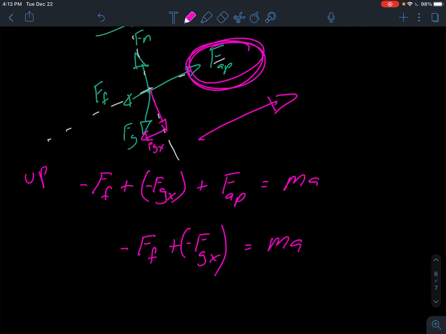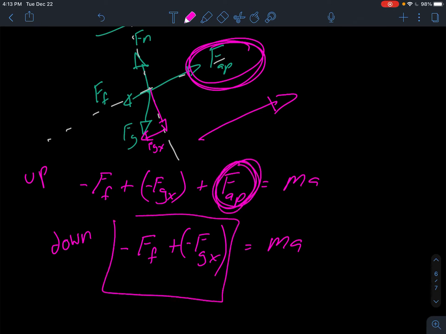So this is up, this is down. So you can see by taking out this applied force, that means these two negative numbers add together to be a bigger quantity. So you have more force when it's sliding down, so that's why it would accelerate greater.